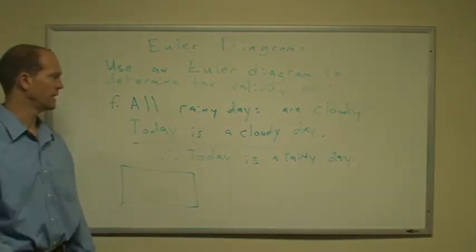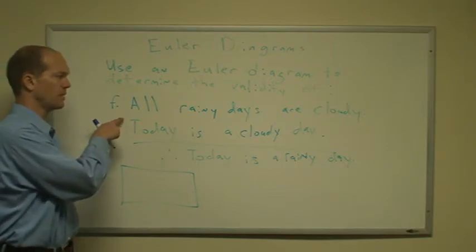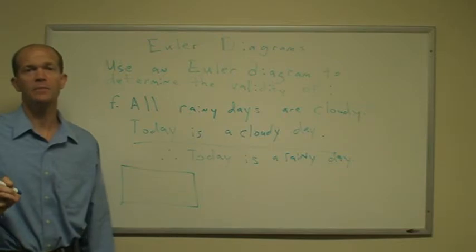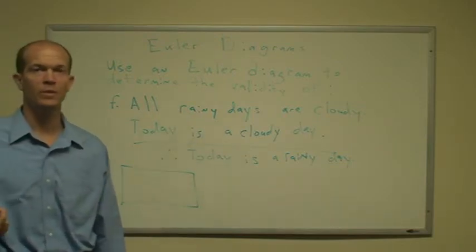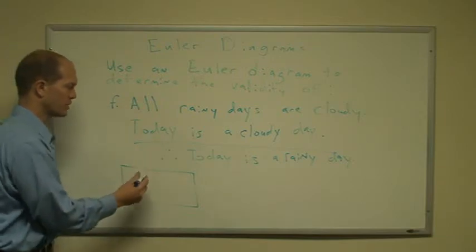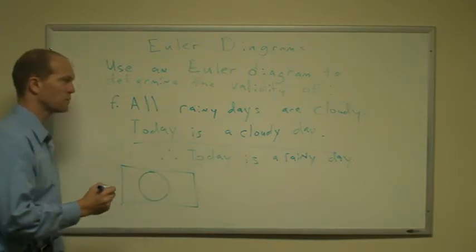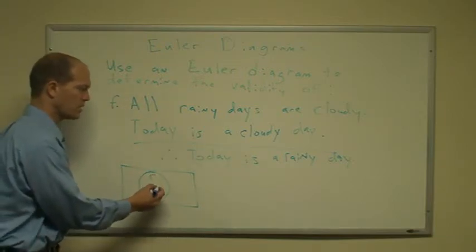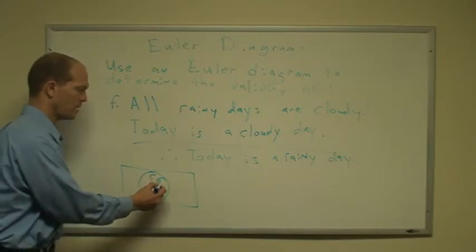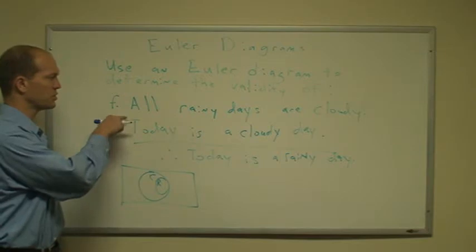The argument in F reads, all rainy days are cloudy. Today is a cloudy day. Therefore, today is a rainy day. This example is very similar to example E, but let's be very careful about what it says. Starting with the first premise, we can draw a set of circles representing first cloudy and rainy within cloudy.